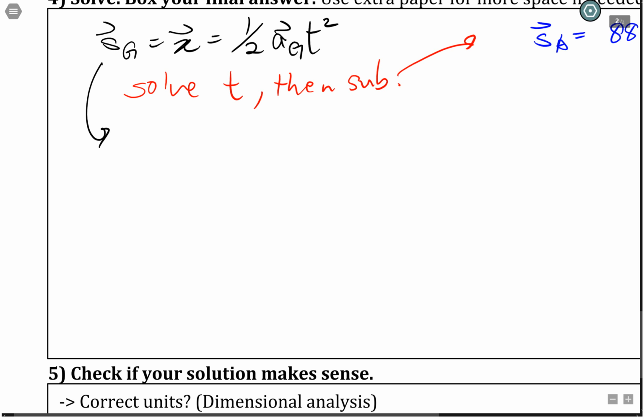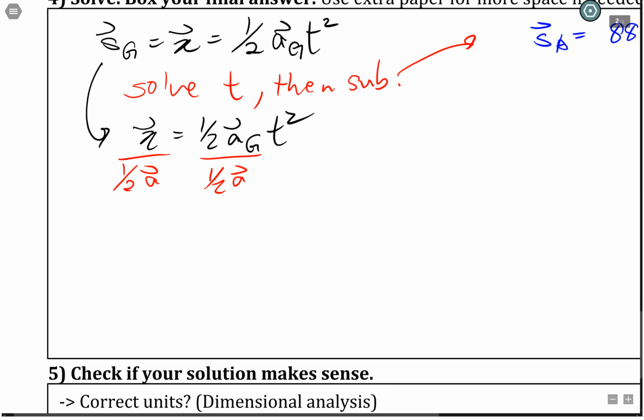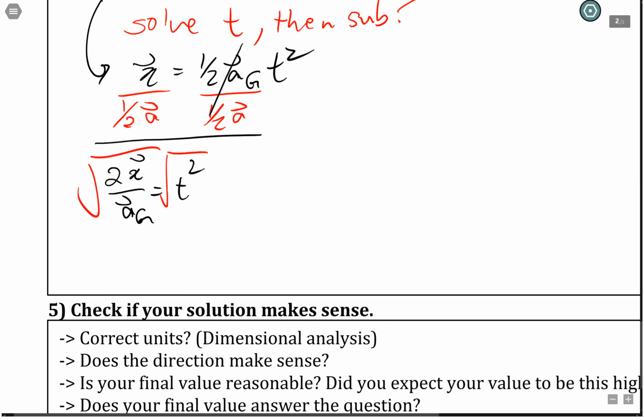I have x is equal to 1/2 a_G t squared. To solve for t algebraically, I'm going to move 1/2 a to the other side of the equation. That leaves me with 2x divided by a equal to t squared. Next, I take the square root of both sides. This leaves me with t is equal to the square root of 2x over a_G.